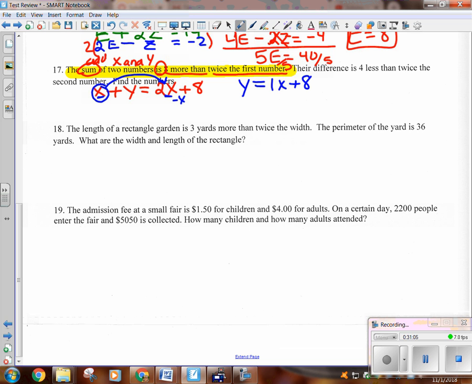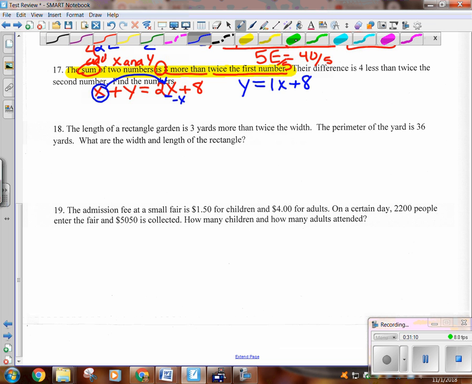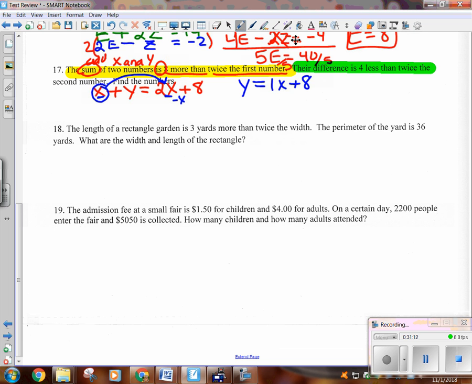Actually made it a little bit easier. So I did have to clean up the first equation. Now, let's focus on the second sentence and see if we can get our second equation. Their difference. When it says difference, I know I am subtracting. Their difference, we're implying there is back referring to the two numbers. The two numbers' difference. So again, x minus y is, okay, so equals 4 less than.